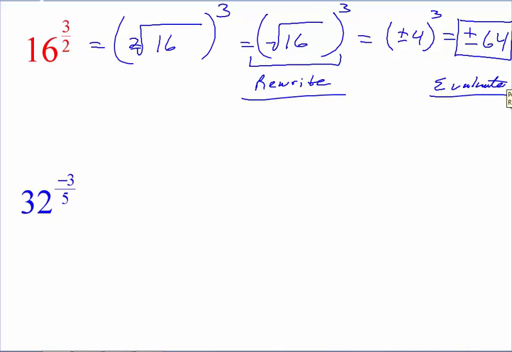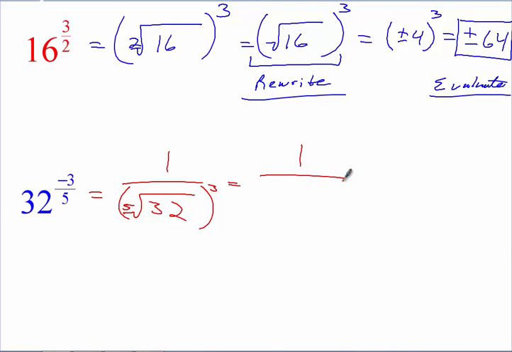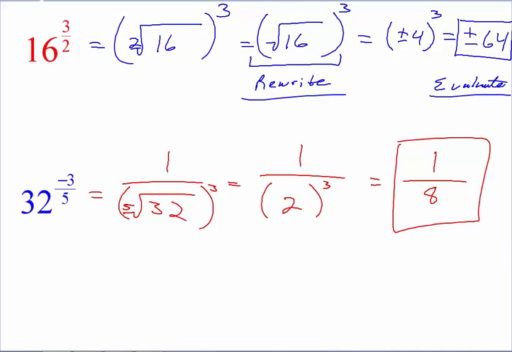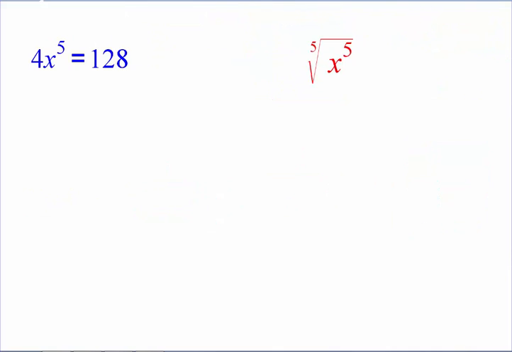So 32 to the negative 3/5. What does a negative power force me to do? So where does that base go? Up or down? Down. So I get 1 over my whatever, right? So what's the root? Okay, so the base is 32, right? What's the root? 5. And what's the power outside? 3. Anybody remember off the top of their heads, what's the fifth root of 32? What number times itself 5 times will get you a whole 32? 2. And what's 2 cubed?